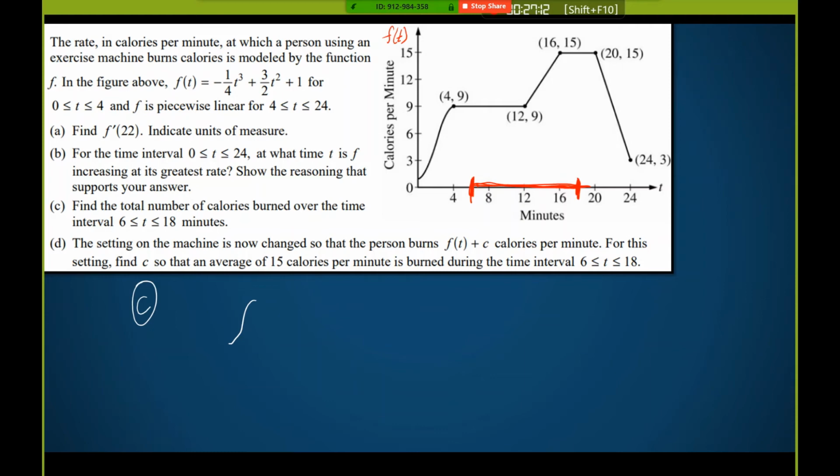So I want to integrate. We don't have a function though, we just have a graph. So to integrate, since integration is the area underneath the curve, we're just going to break this apart into different shapes and get the areas.